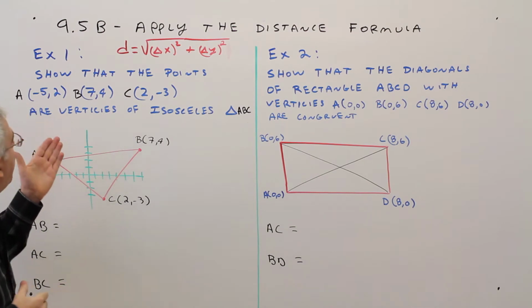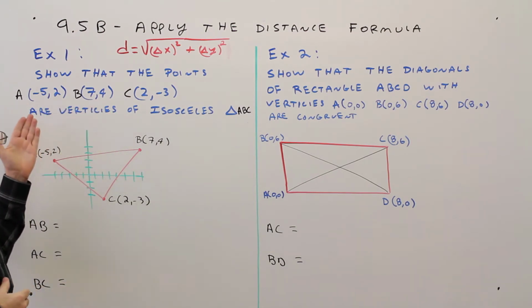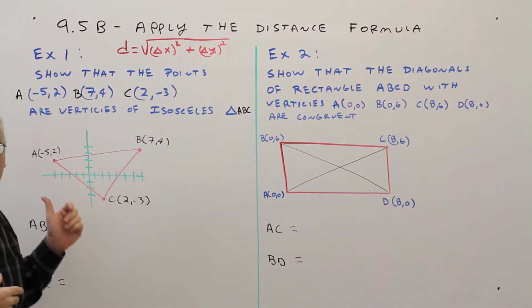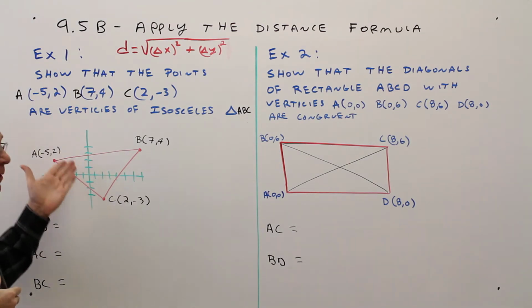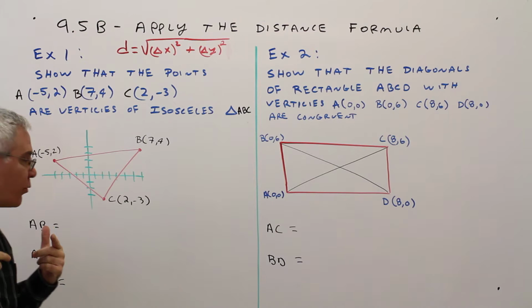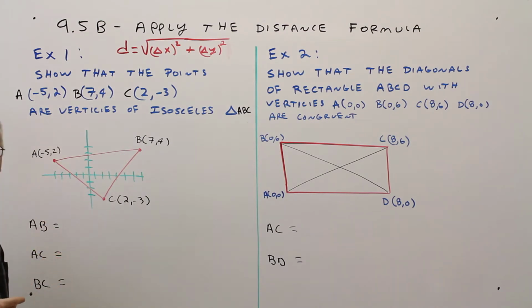All right, so here's example 1. Show that the points A, B, and C as shown are vertices of an isosceles triangle. I've taken the liberty of already drawing this figure just because I'm a visual person. All we've got to do now is find the distance between the points, and for it to be isosceles, at least two sides have to be congruent.